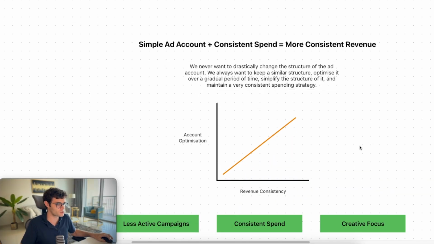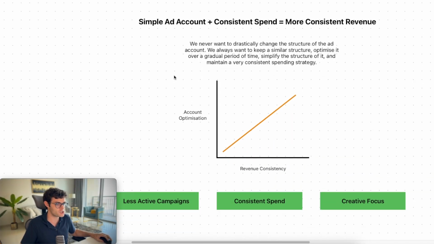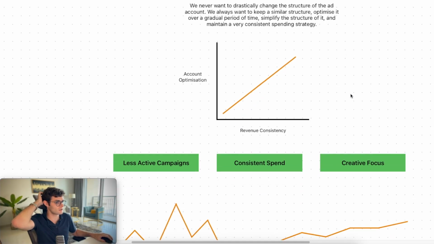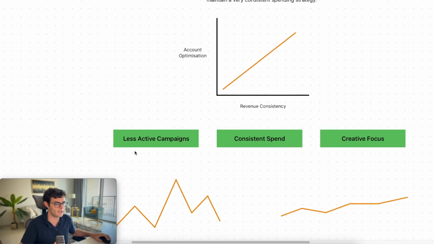And so what we're trying to achieve here is this, like I did a little chart here: account optimization. As you optimize the account, you're going to most likely almost every single time see that revenue consistency. So this is a linear trend. As you optimize the ad account over here, you're going to see revenue consistency over here. So this is kind of a little trend just to show you. And how to achieve this?